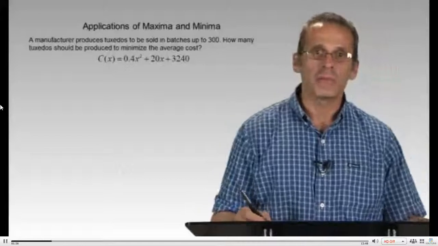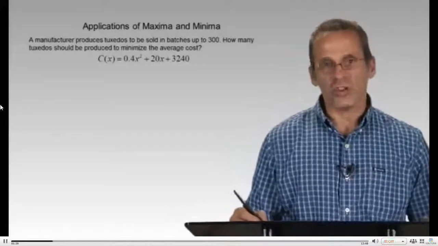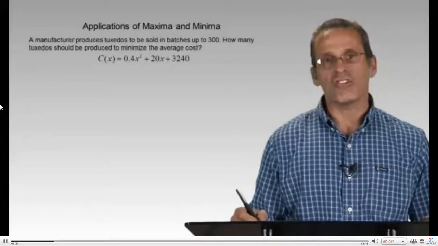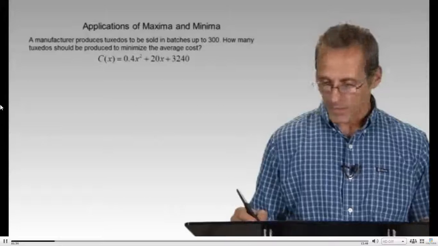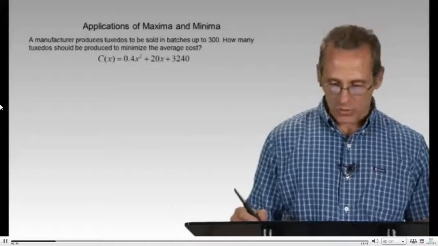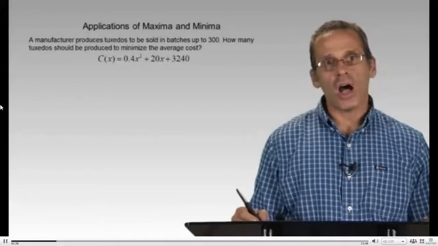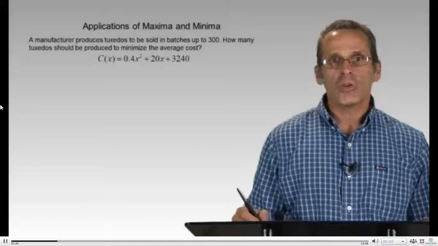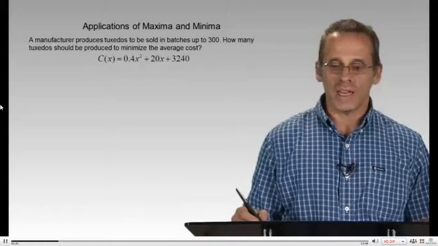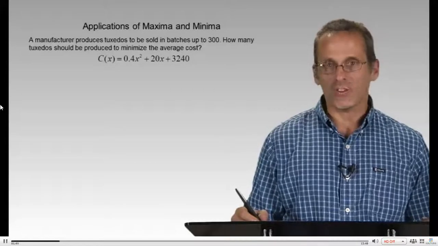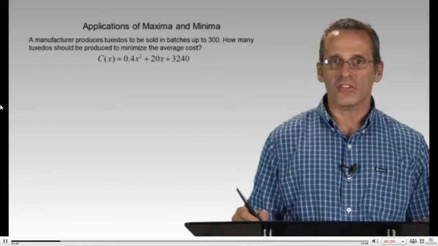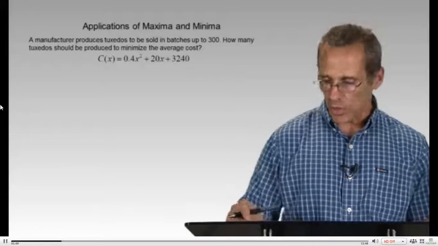Let us begin. A manufacturer produces tuxedos to be sold in batches up to 300. How many tuxedos should be produced to minimize the average cost? So notice a cost equation is provided: 0.4x squared plus 20x plus 3,240.